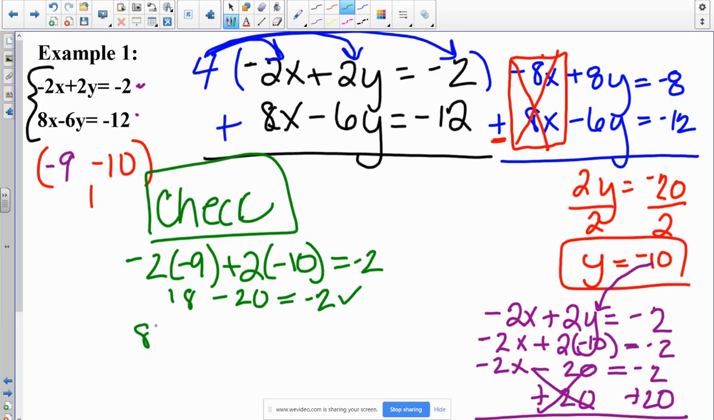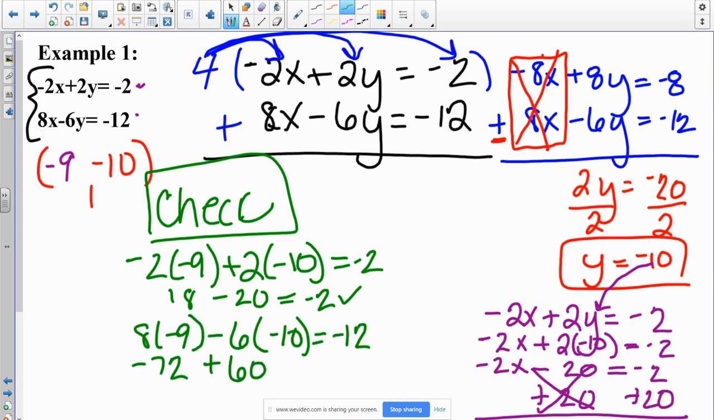Always have to check both when you're doing a system. So we're going to take 8 times negative 9 minus 6 times negative 10. It better equal negative 12. So I have negative 72 plus 60. Well, if I take negative 72 plus 60, that does equal a negative 12. So I know I'm correct.